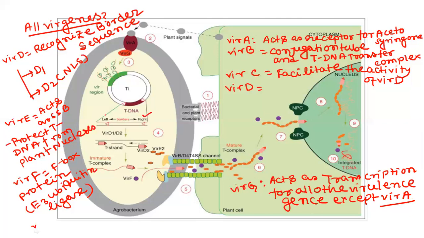This right border and left border, among them the right border is absolutely necessary. Without the right border, it will never be transferred into the plant genome. Another important factor is which portion actually occurs in the bacteria. This part occurs in the plasmid, and this part occurs in the plant genome, and these are pore-like structures. First of all, we can see that there is Agrobacterium tumefaciens or Agrobacterium rhizogenes.